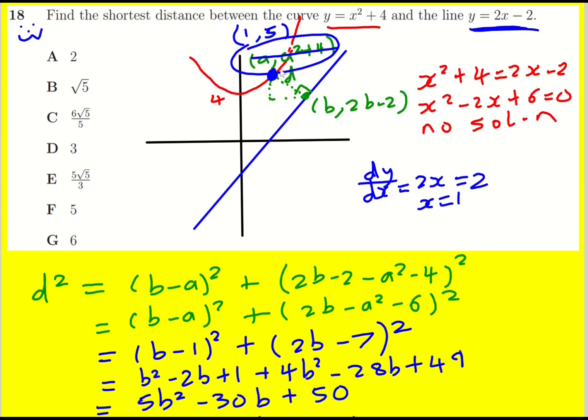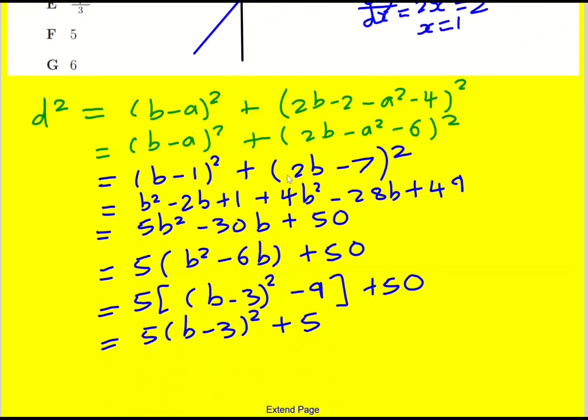Because we didn't immediately know the point b, 2b minus 2, although we could have maybe found the equation of the normal and looked at where it hit the line, worked out that point, and then done Pythagoras from there. I think that would also work and maybe be a little bit simpler. I might do that in a minute.